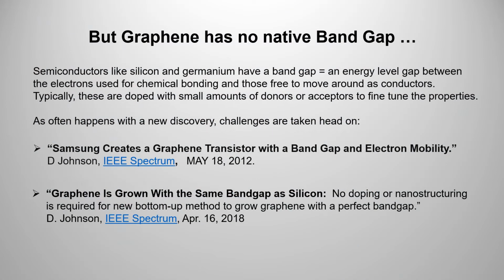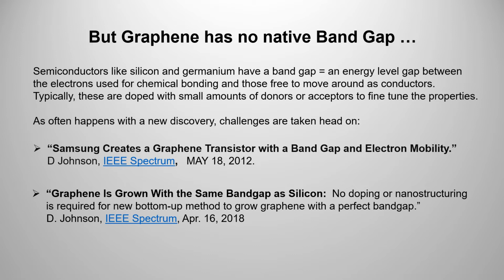But the naysayers say graphene has no native band gap. Well, just to define terms here, semiconductors like silicon and germanium have a band gap, which is an energy level gap between the electrons used for chemical bonding and those available to move around as conductors. Typically, they are doped with small amounts of donors or acceptors, your N or P type, to fine-tune the properties. As often happens with a new discovery, challenges are taken head on. So what if there's no band gap?